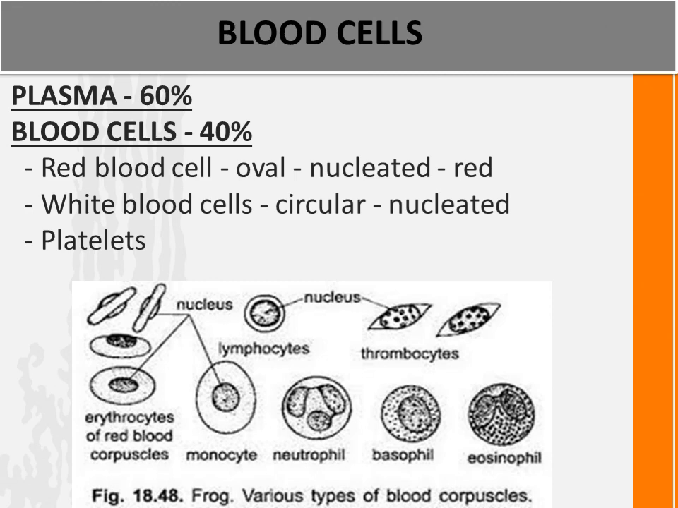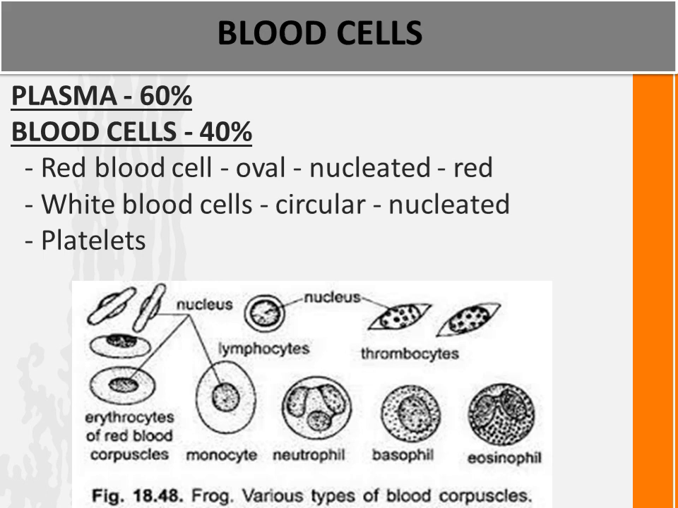The next one is regarding the blood cells. So the blood of frog consists of two substances. One is plasma, another one is blood cells. The plasma occurs 60% and the blood cells 40%. Like in humans, in amphibians also there are three types of blood cells: red blood cells, white blood cells as well as platelets.